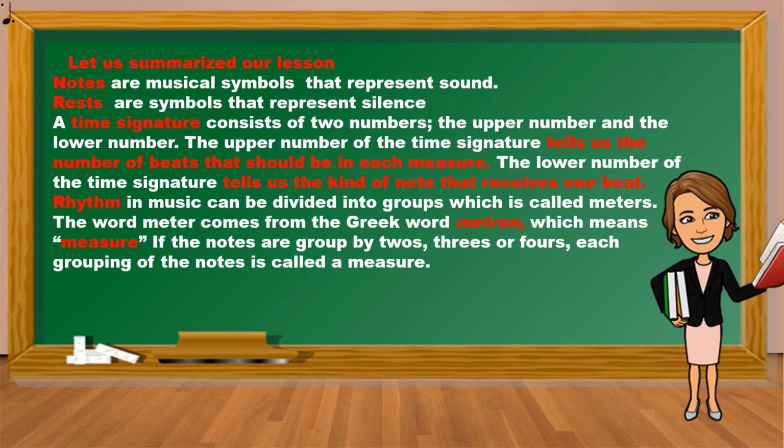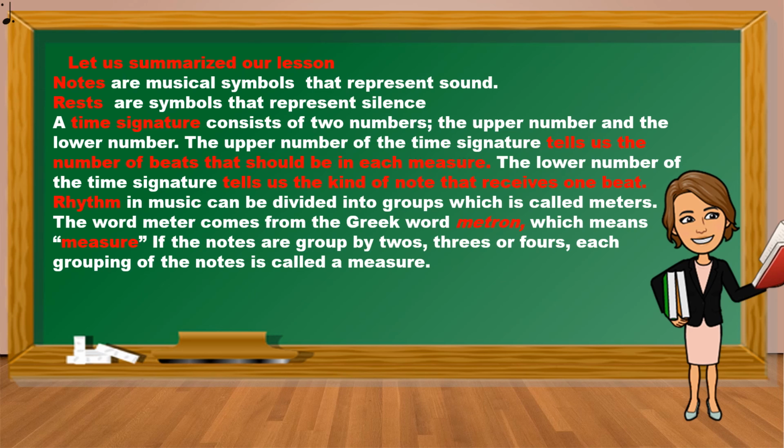Let us summarize our lesson. Notes are musical symbols that represent sounds. Rests are symbols that represent silence. A time signature consists of two numbers, the upper number and the lower number. The upper number of the time signature tells us the number of beats that should be in each measure. The lower number of the time signature tells us the kind of note that receives one beat.